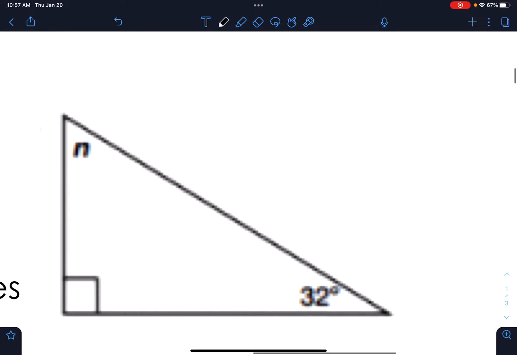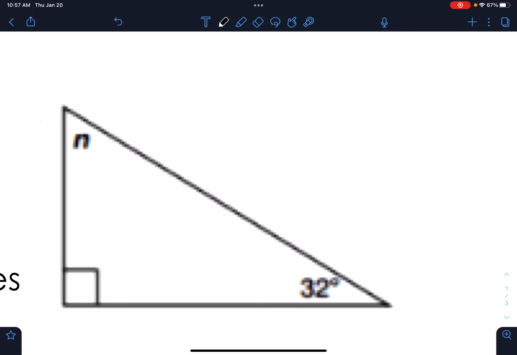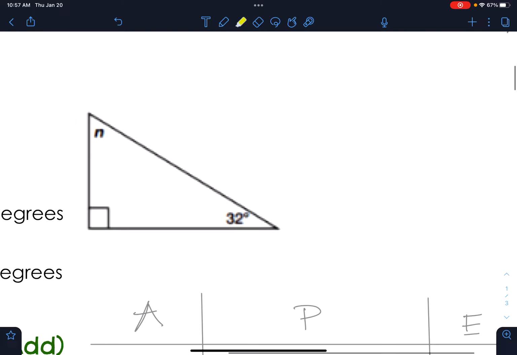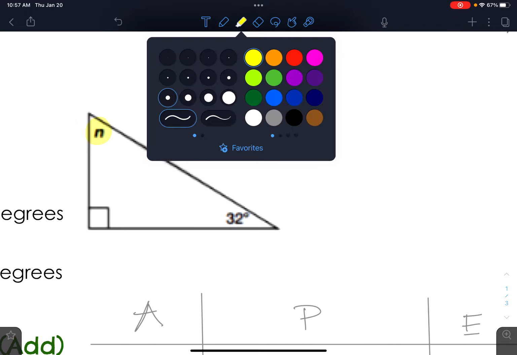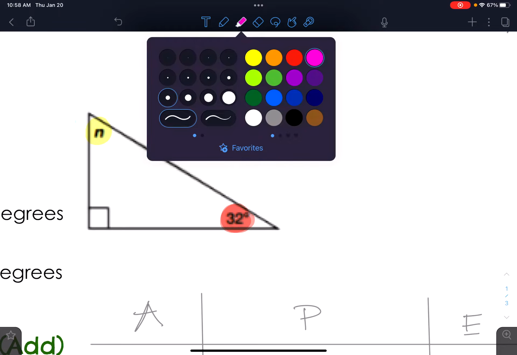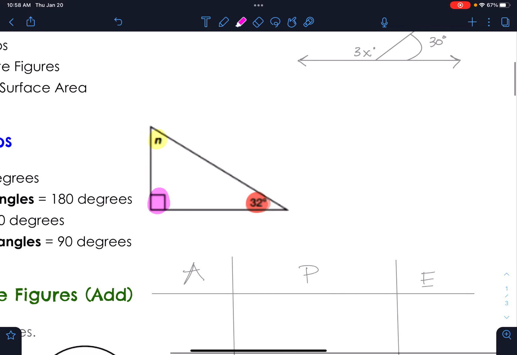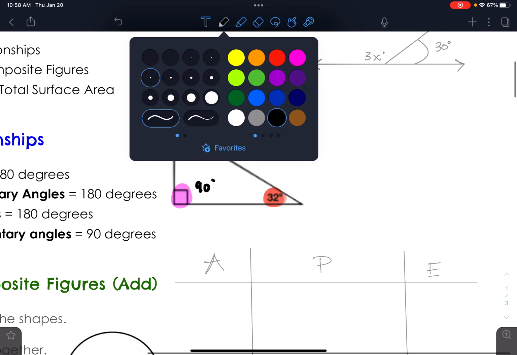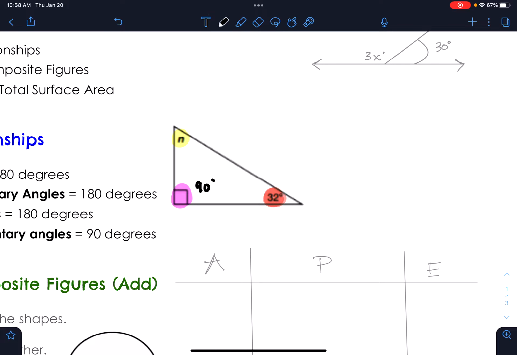To solve these types of problems, you have to create an equation. You're going to have, in this case, 3 different angles. You have a yellow angle. I'm just going to color code them so you can see them. We're going to have a red angle, which is 32 degrees, and we're going to have the pink angle, which is 90 degrees. That symbol means 90 degrees. Just make sure you remember that. It's not going to be always given. You're going to have to know that.